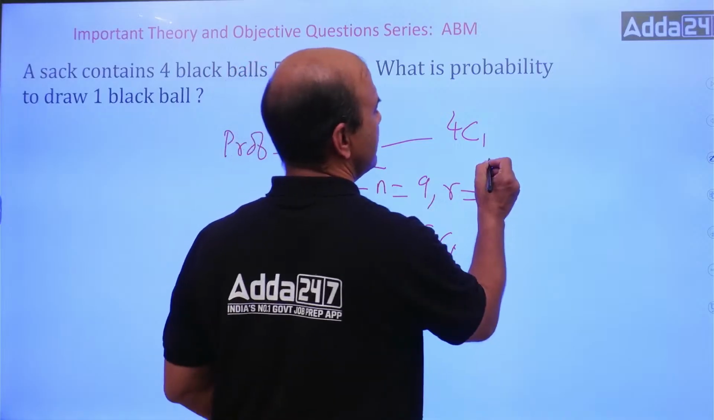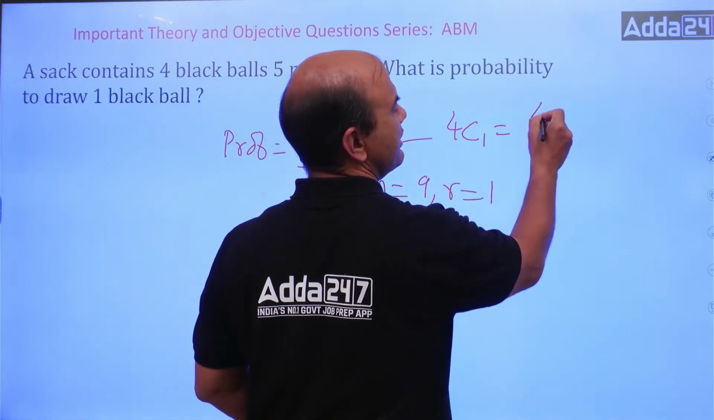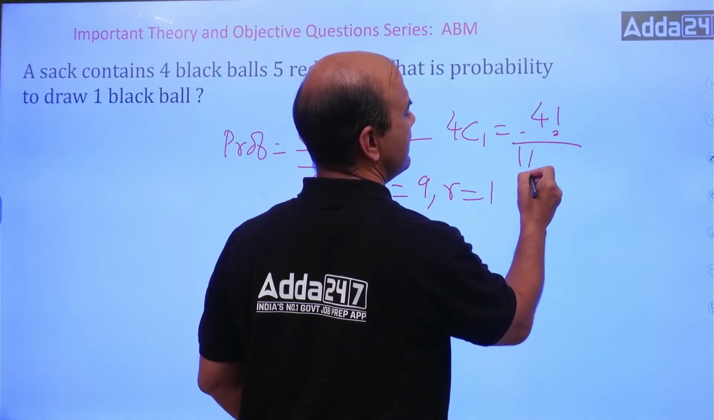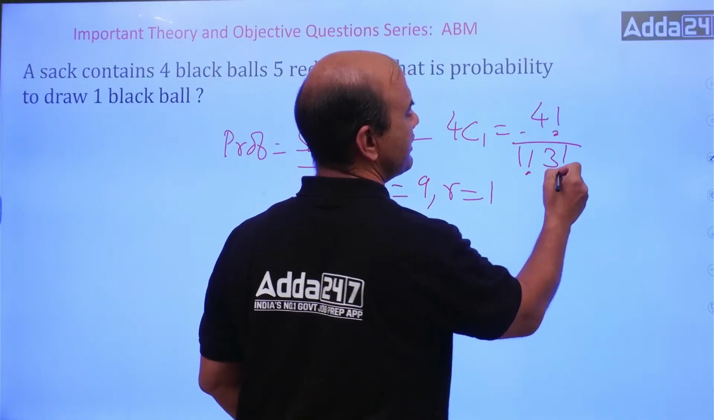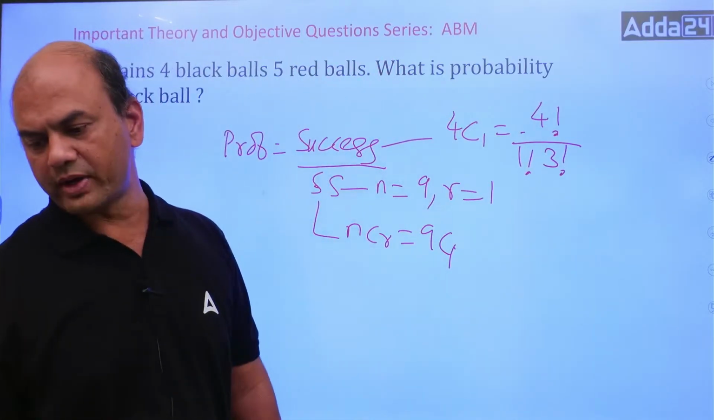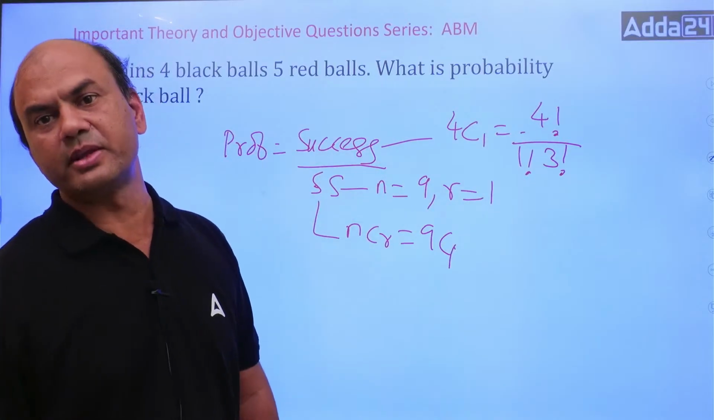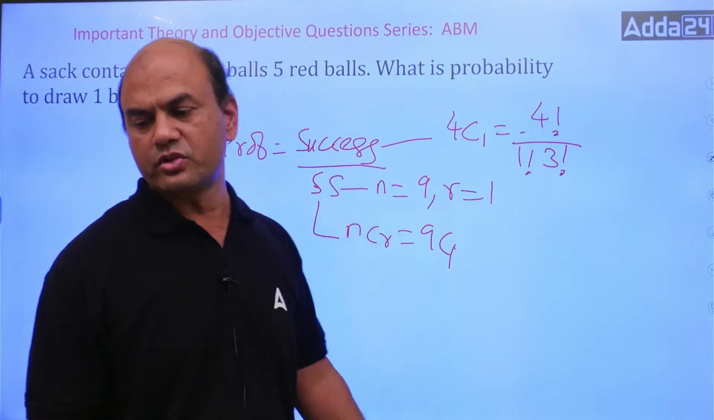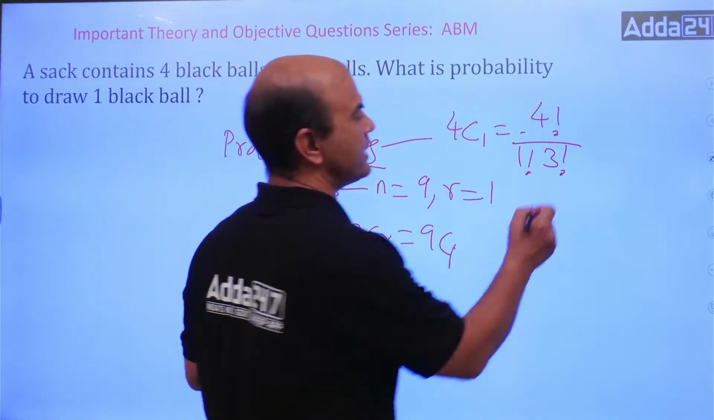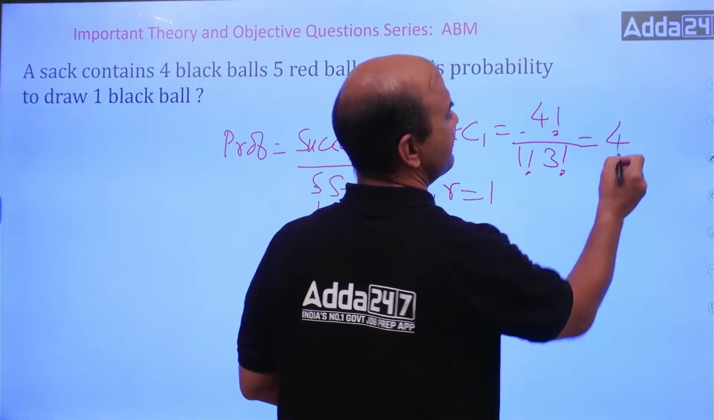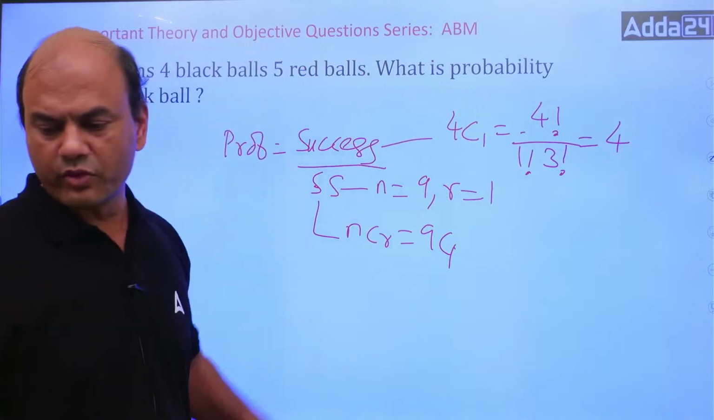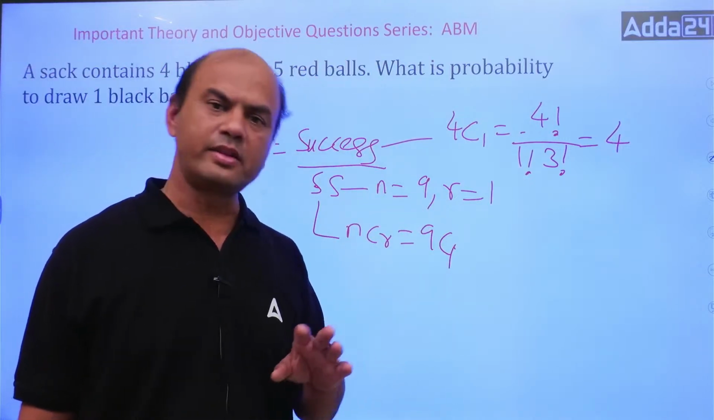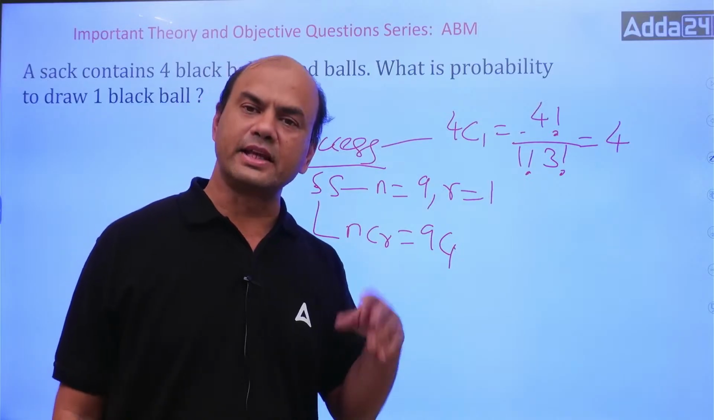4C1. So 4 factorial divided by 1 factorial into 3 factorial, right? So this 3 factorial will get cancelled. So 4 upon 1. So the answer is 4 over here. 4 factorial is 4 into 3 into 2 into 1, denominator 3 into 2 into 1, so that gets cancelled. 4 remains.